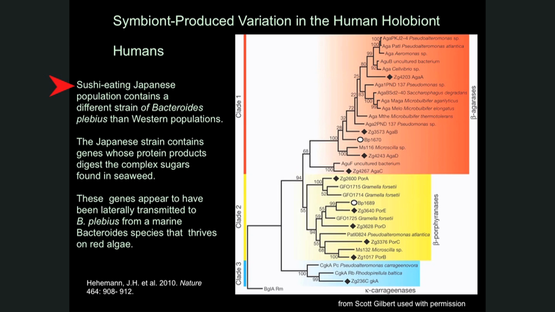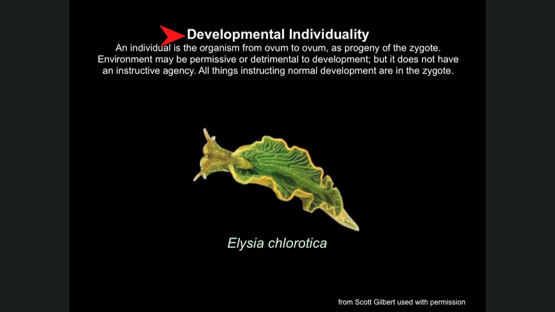Sushi-eating Japanese actually get a horizontally transferred protein from red algae that affects the type of strain of Bacteroides they have in their gut. And the result of that is that they actually get much more nutrition out of their diet of raw seafood than Western populations do.